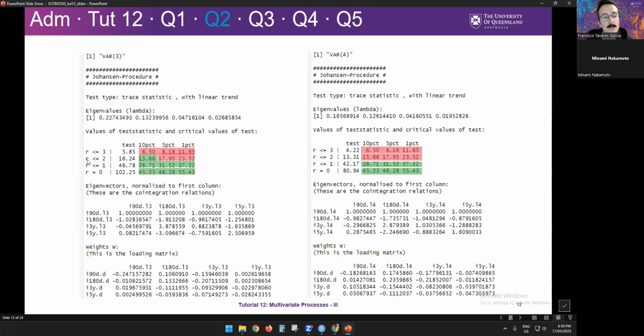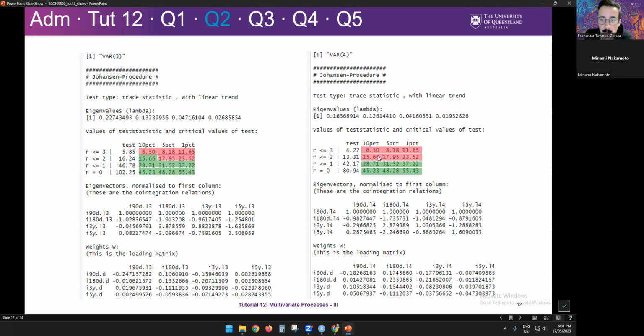Then for restrictions being 2 or less or equal to 2, then we have... I'm saying restrictions, I'm sorry, I think I mean rank. The rank of the matrix being smaller or equal to 2, then we reject at 10%, but we don't reject at 5%. That's it. So from here going to here, look at the options we have for rank.